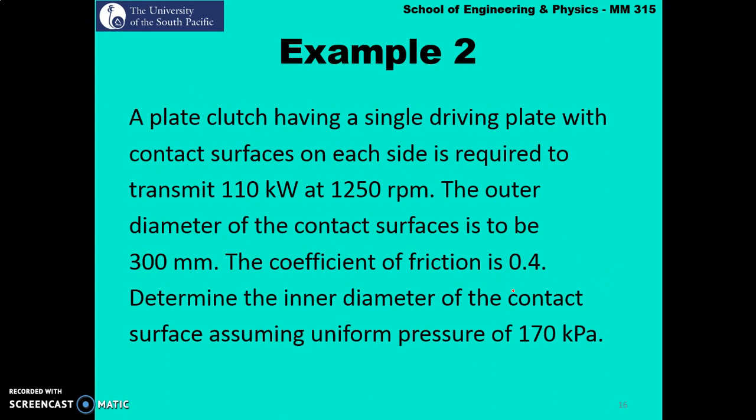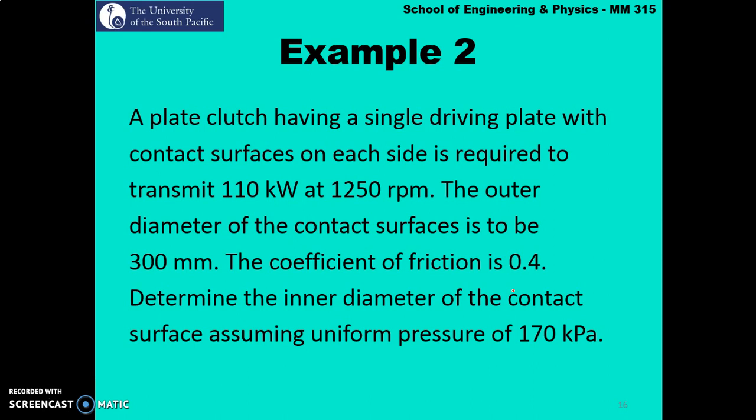So now let's move on to example 2. It says that a clutch plate having a single driving plate with contact surfaces on each side is required to transmit 110 kilowatt of power at a speed of 1250 revolutions per minute. The outer diameter of the contact surface is to be 300 mm. The coefficient of friction is given as 0.4. You have to determine the inner diameter of the contact surface, assuming uniform pressure of 170 kilopascal.